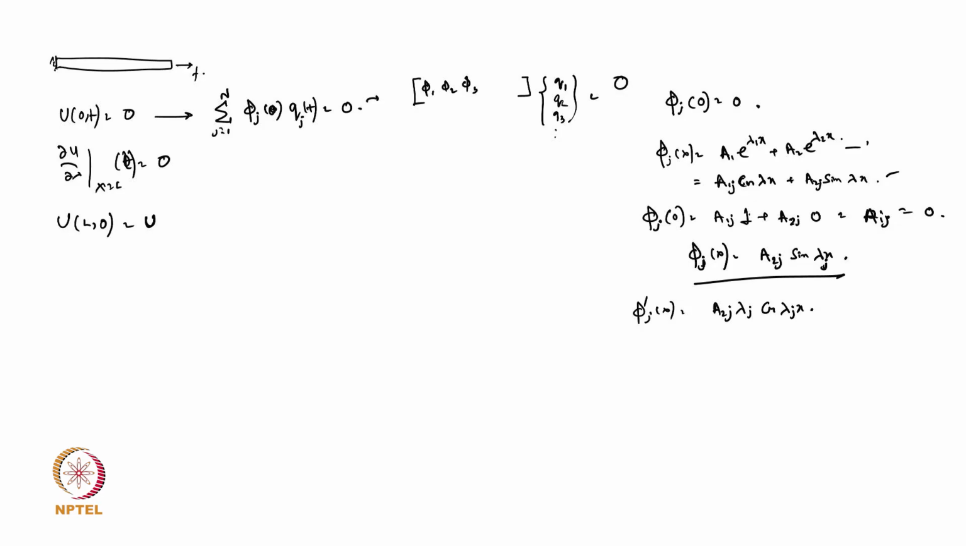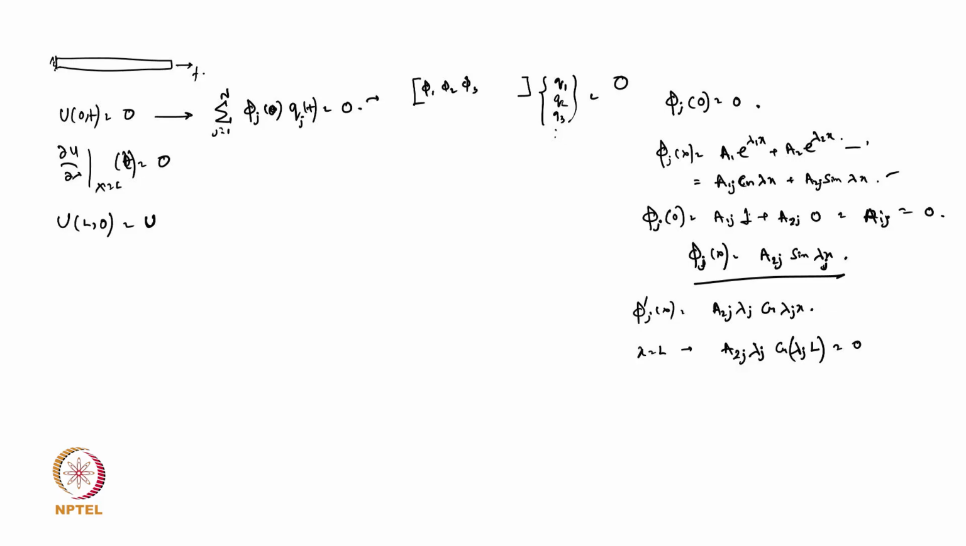Now please substitute x equal to L. So now at x equal to L, what will be the value? A2j into cos lambda j into L. It will be equal to 0.